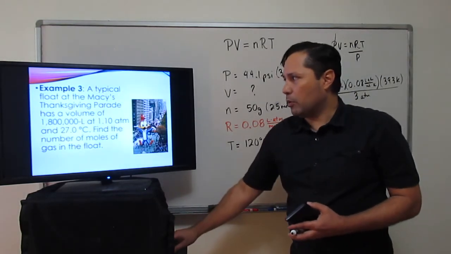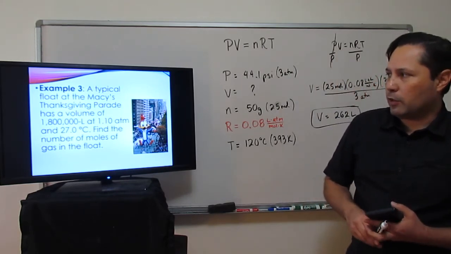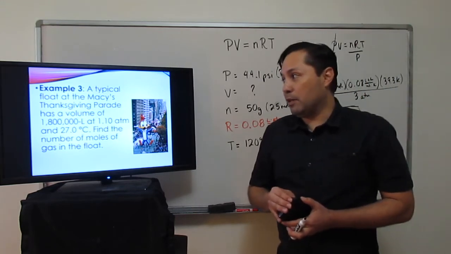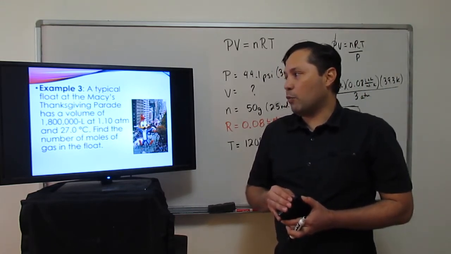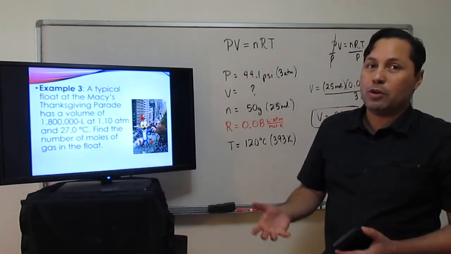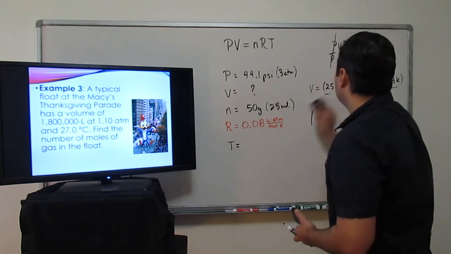In this example, you have a float like the ones you see in the Macy's Day Parade, and they tell you the following. You have a float that has a volume of 1.8 million liters and a pressure of 1.1 atm at 27 degrees Celsius. Find the number of moles of gas inside of that float. So let's go ahead and work on that.